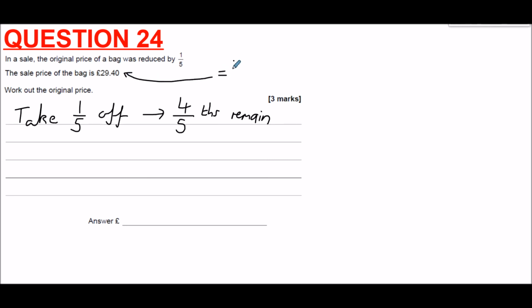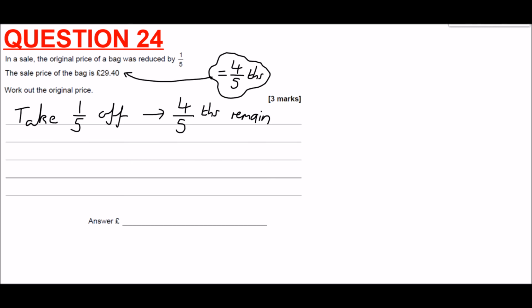Question 24. In a sale, the original price of a bag was reduced by 1/5. The sale price of the bag is £29.40. Work out the original price. So if something has been reduced by 1/5, if we take 1/5 off, you need to think how many fifths are left over. If you take 1/5 off, what that means is 4/5 remain. And so the sale price of a bag, which is £29.40, equals 4/5 of the original price.